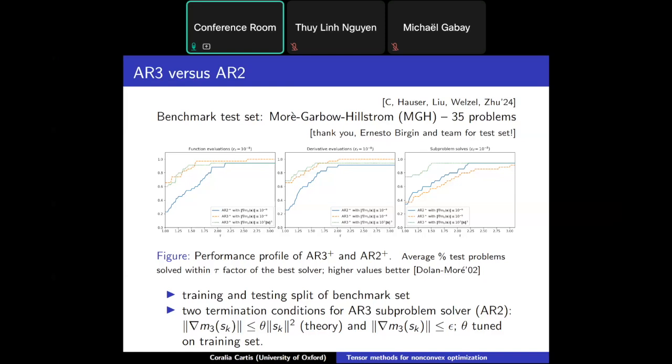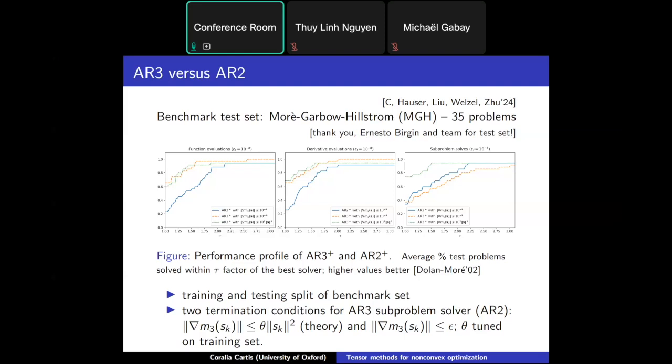And these are performance profiles. You may be very familiar with these. These are cumulative distribution functions of some metric. Here we measure function evaluations, derivative evaluations, and number of subproblems solved. Basically, what they show us is the percentage of problems, on the vertical axis, for which a certain solver was within a percentage of the best solver.